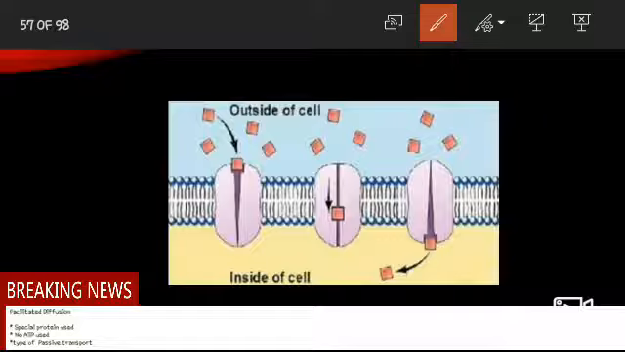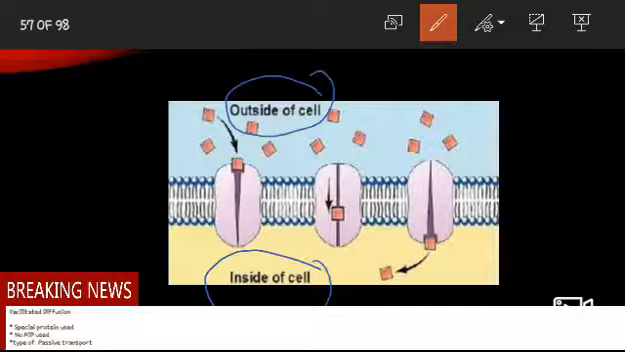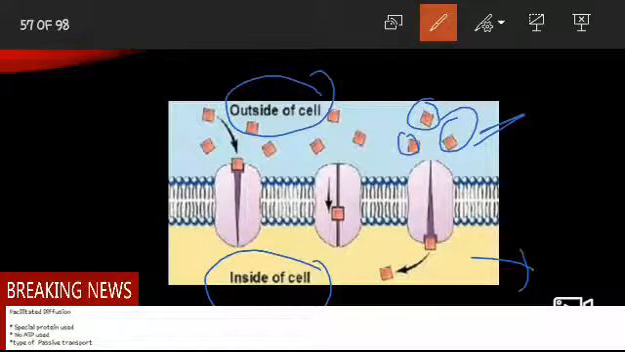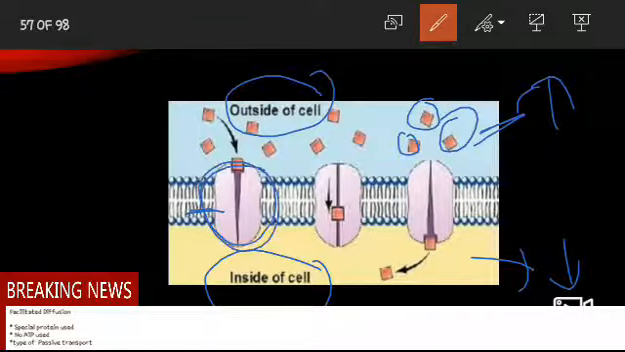As you can see in this diagram, this is the structure of a cell. This is outside of cell. This is inside of cell. These are the molecules which have to be transported from outside to inside. Outside concentration is high, inside concentration is low. So there is movement of molecules from outside to inside with the help of special proteins.